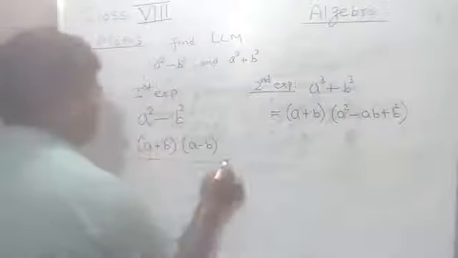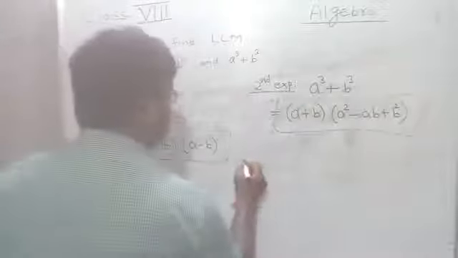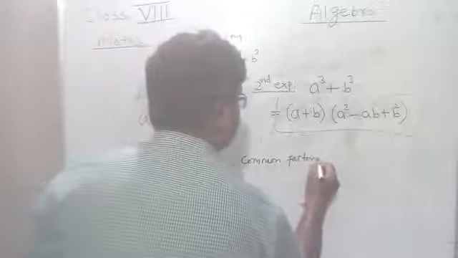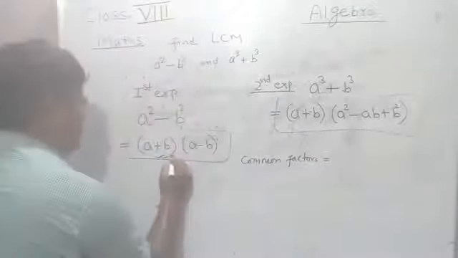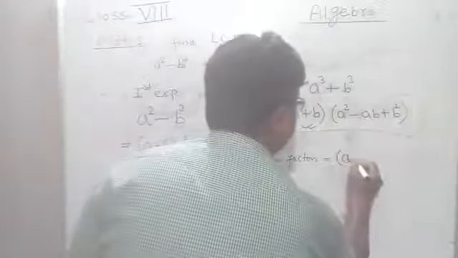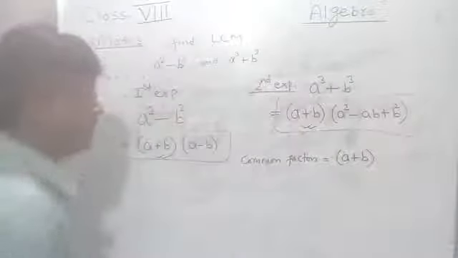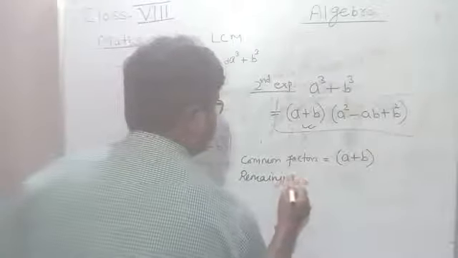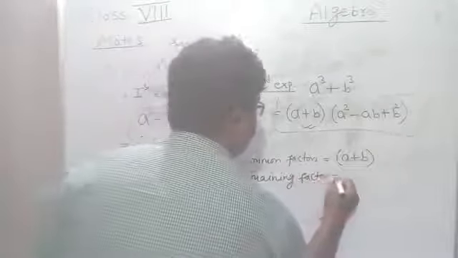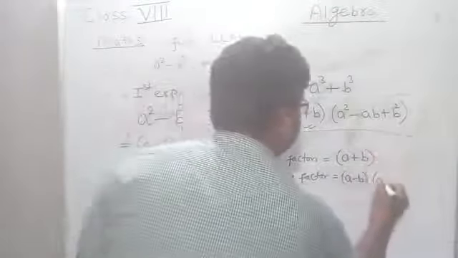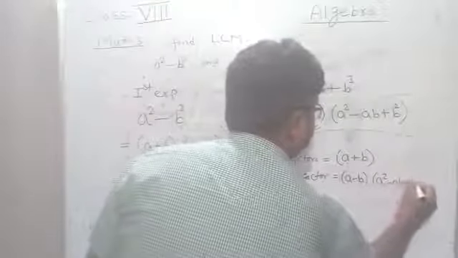Now just see the factors here. So what is common in both? We have to write the common factor first. See here, a plus b and a plus b is in both the factors. So a plus b is common in both. Similarly, what is the remaining factor here? Here a minus b is remaining, and here a square minus ab plus b square is remaining.